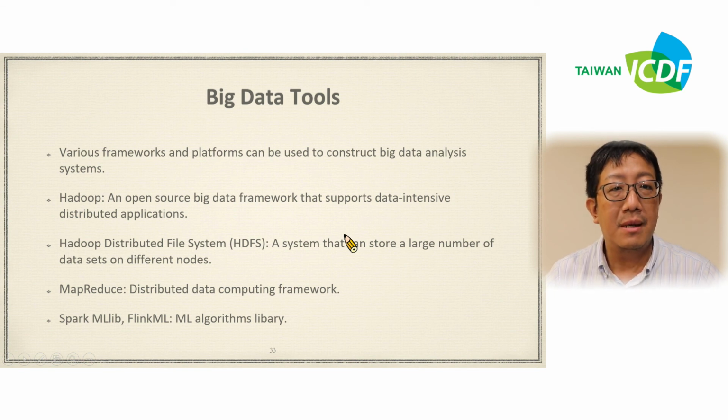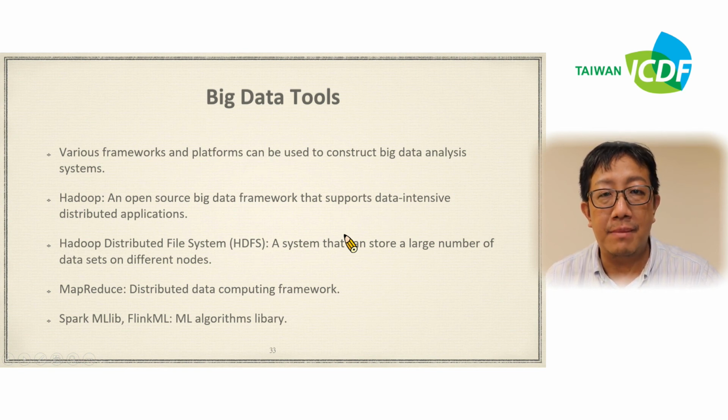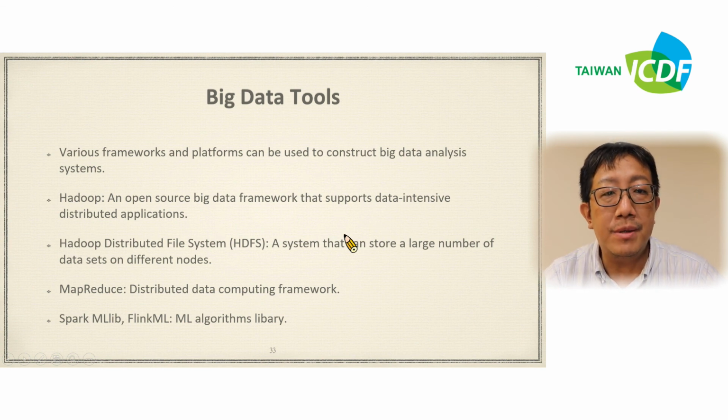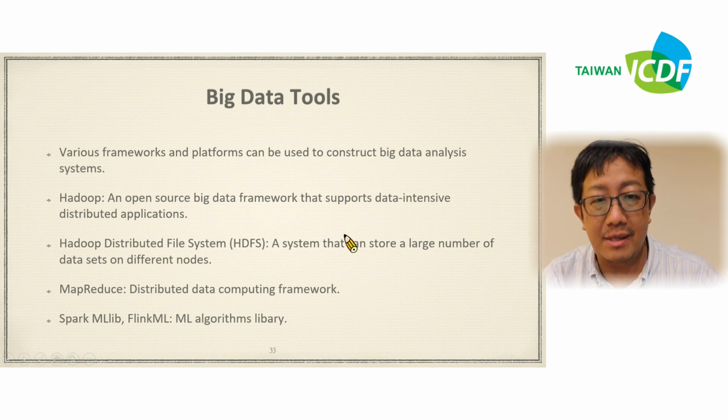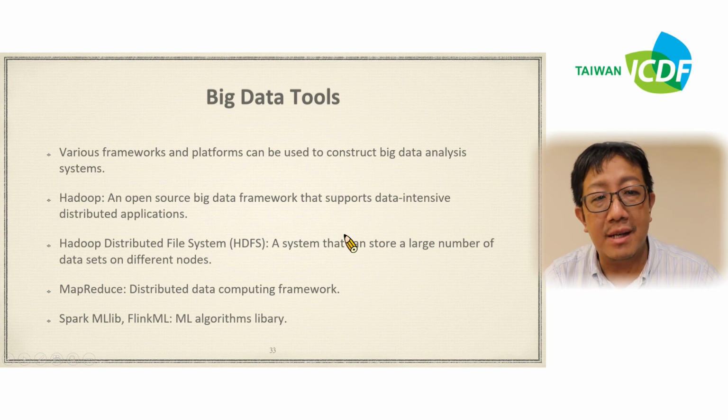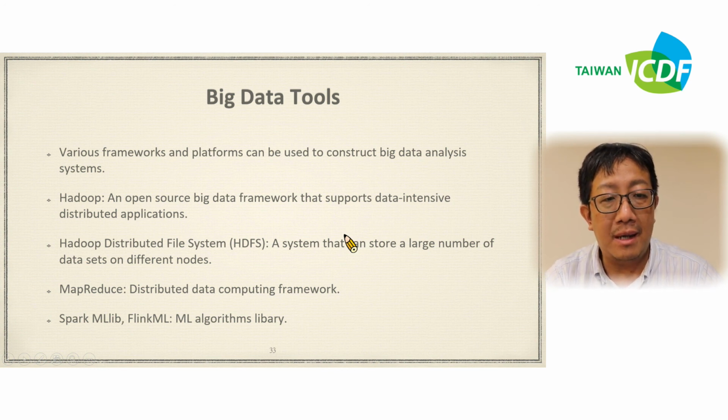Big data tools. There are various frameworks and platforms that can be used to construct a big data analysis system, such as Hadoop. It is an open source big data framework that supports data-intensive distributed applications, with HDFS, the Hadoop Distributed File System, a system that can store a large number of data sets on different nodes. And MapReduce is a distributed data computing framework, and Spark MLlib, Flink ML are machine learning algorithm libraries.